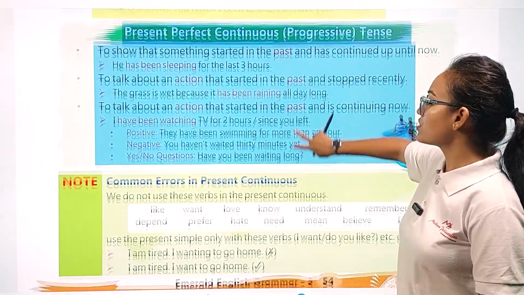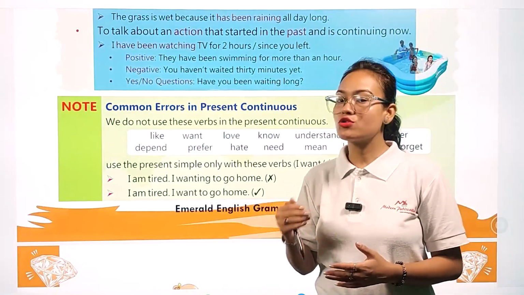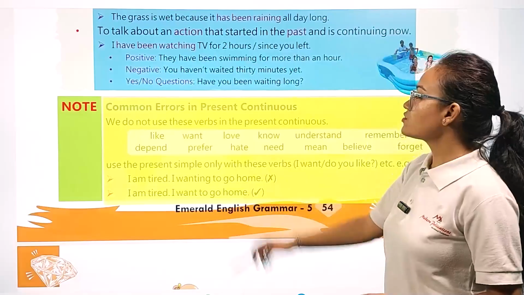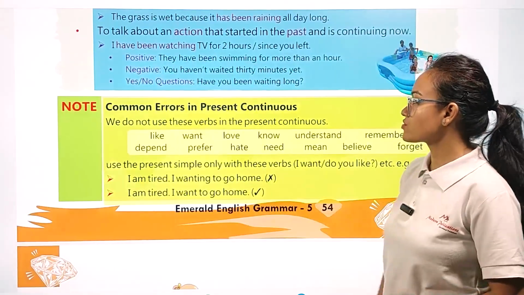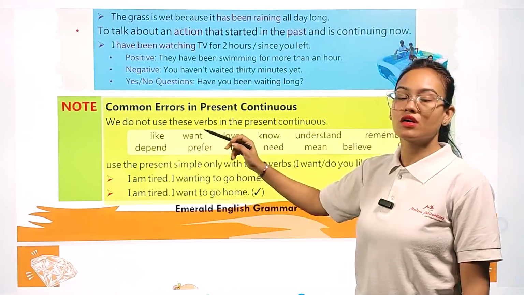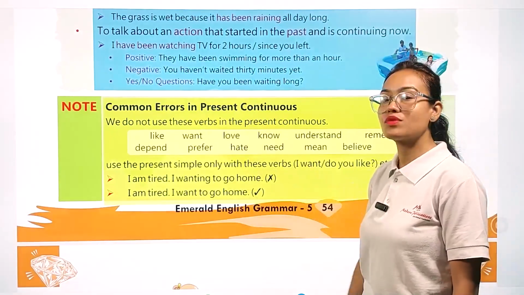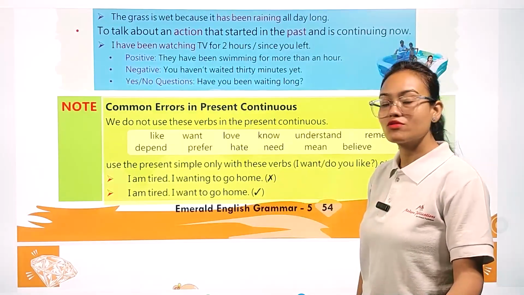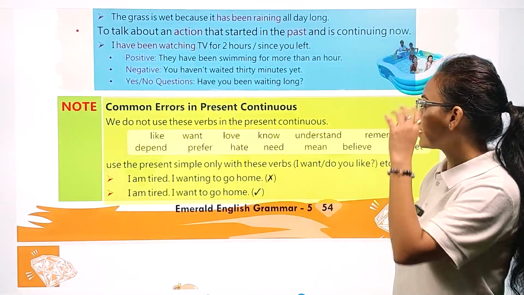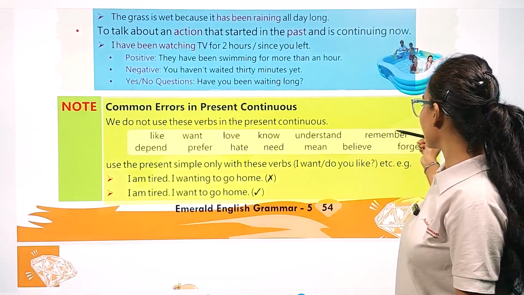Now my dear students, some common errors which we usually make while writing present continuous tense. So what type of error? Let's see. We do not use these verbs in the present continuous. All these words written in this yellow colored box, we are not going to use these action words or verbs in the case of present continuous. What are the names of those words? Like depend, want, prefer, love, hate, know, need, understand, mean, believe, remember, forget.